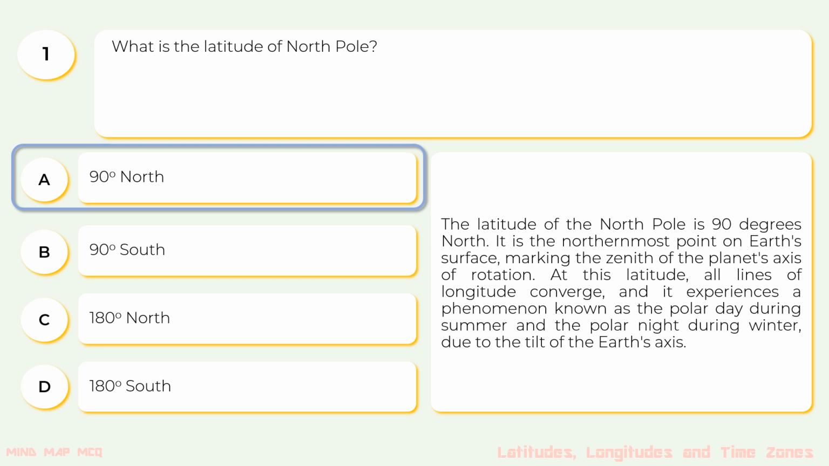It is the northernmost point on Earth's surface, marking the zenith of the planet's axis of rotation. At this latitude, all lines of longitude converge and it experiences a phenomenon known as the polar day during summer and the polar night during winter due to the tilt of Earth's axis.